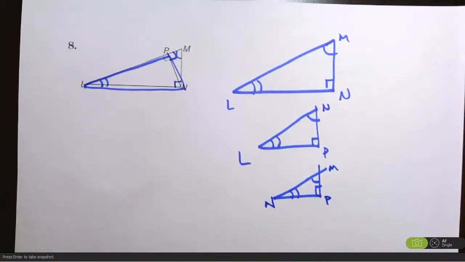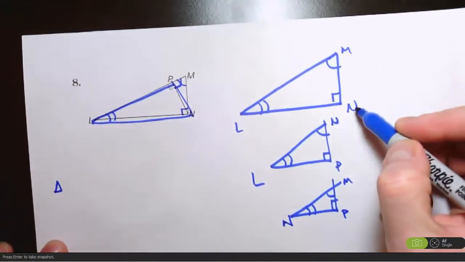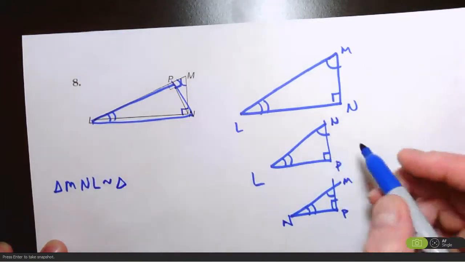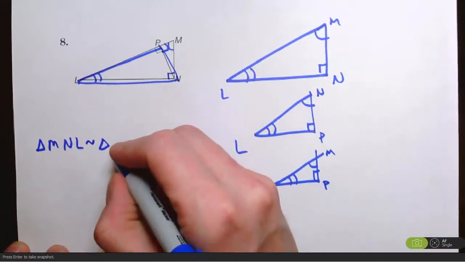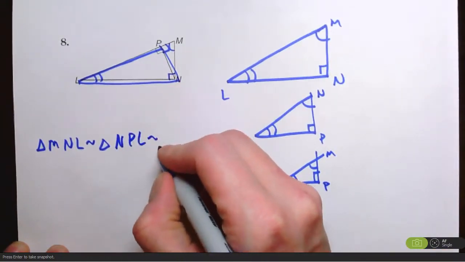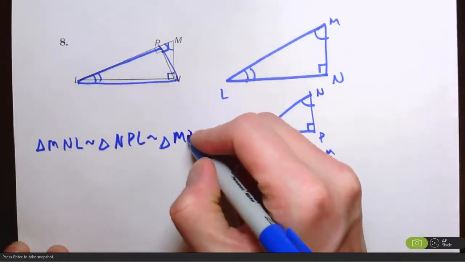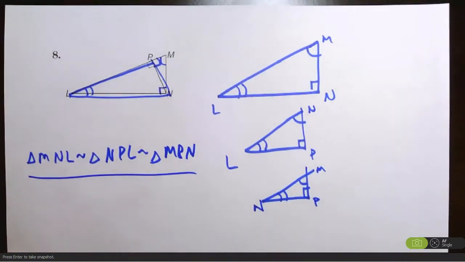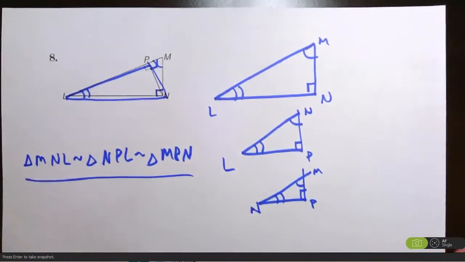And so the reason I like to do it this way is that I can look at the 3 triangles and just line them up. Triangle MNL is similar to triangle, I went MNL, so that'll be NPL, which is similar to triangle MPN. Okay, there we go. So that was number 8. All simplified out in the 3 different triangles similar.